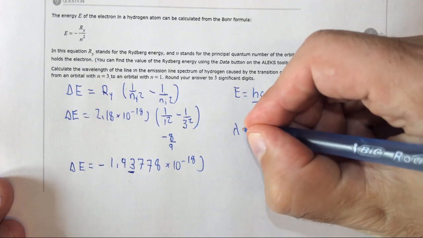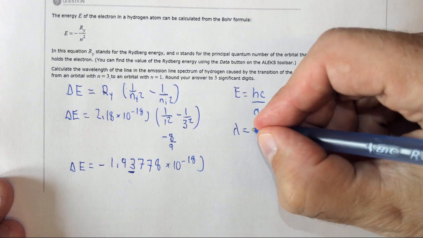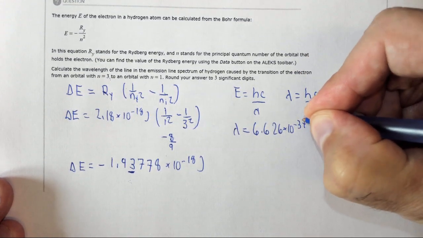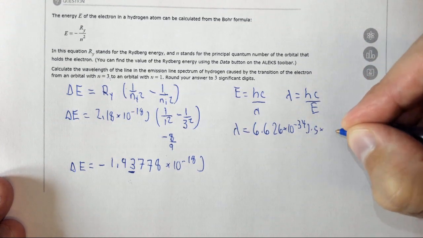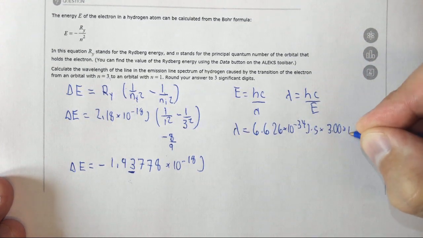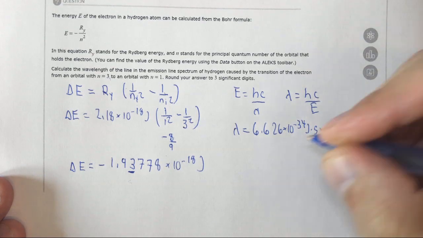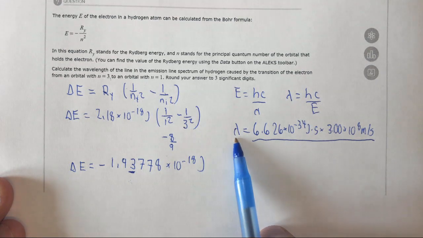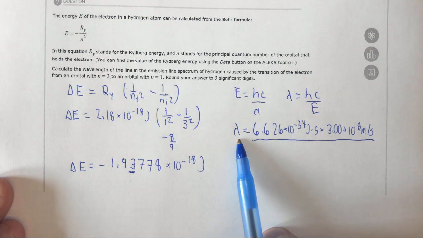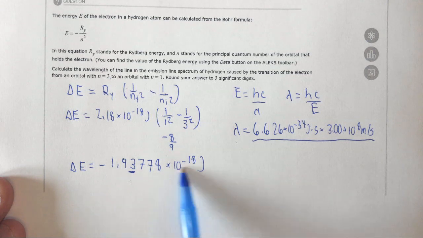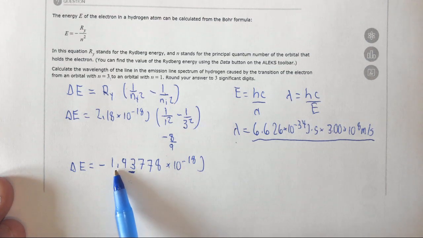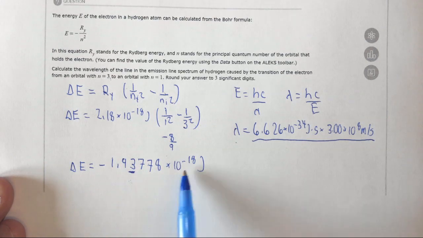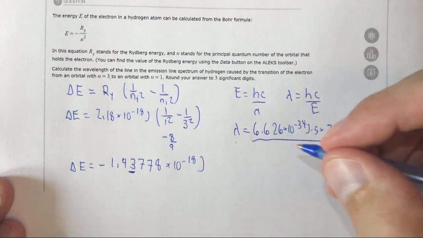So, plugging in, lambda equals h, which is Planck's constant, 6.626 times 10 to the minus 34 joule seconds, times c, 3 times 10 to the 8th meters per second, divided by E as a positive number, because you can't have a negative wavelength. A wavelength is a distance. This is not actually a negative amount of energy. This is just saying that the atom is losing energy. That's why it's negative. But the actual magnitude of this energy, of course, is positive.